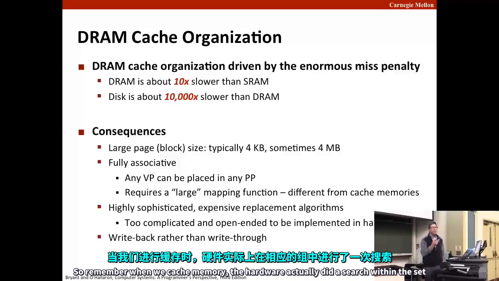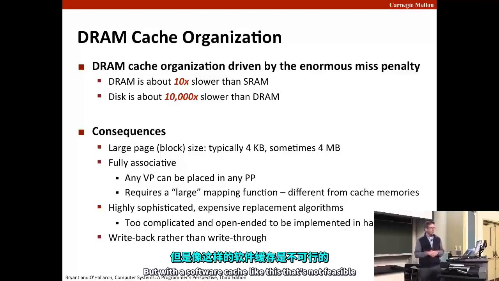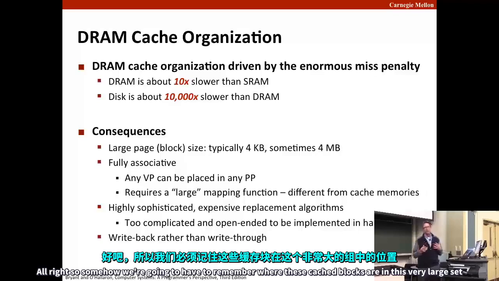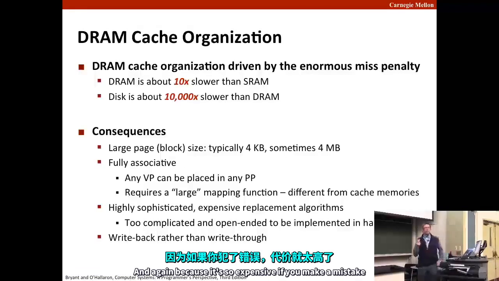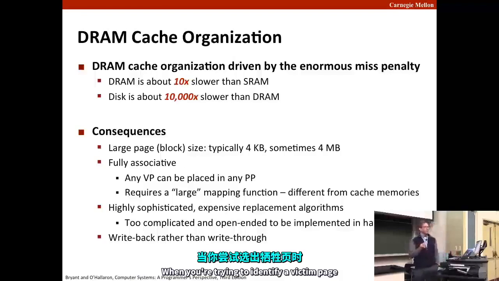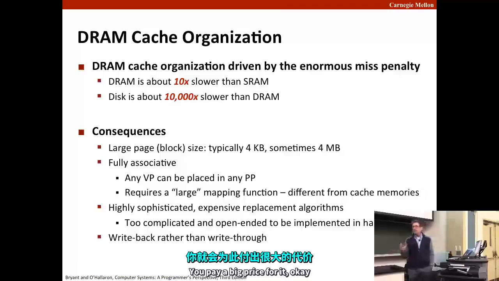So you remember with a cache memory, the hardware actually did a search within the set, a parallel search to try to find a cache line. But with a software cache like this, that's not feasible. Right, so somehow we're going to have to remember where these cached blocks are in this very large set. And again, because it's so expensive, if you make a mistake when you're trying to identify a victim page, and you evict a page that then is referenced again in the near future, you pay a big price for it.